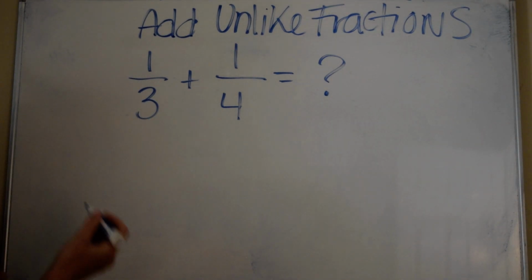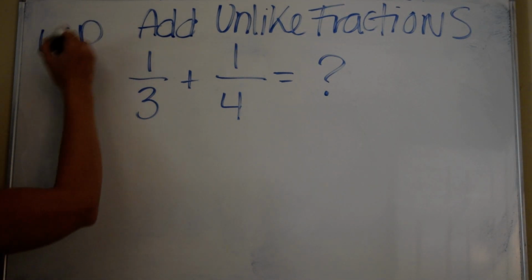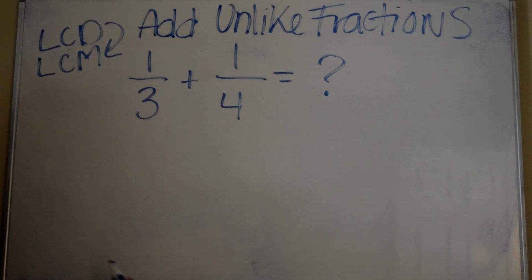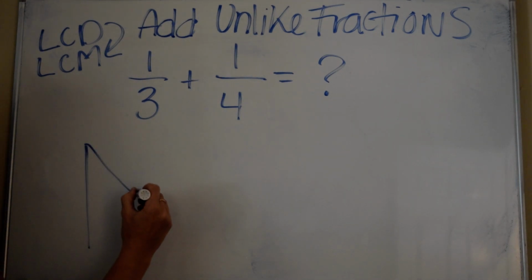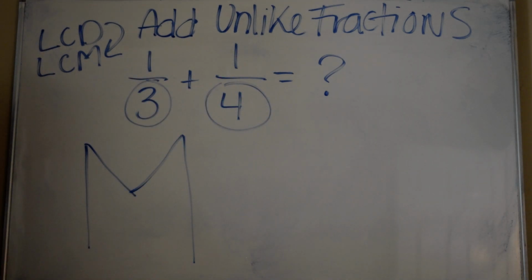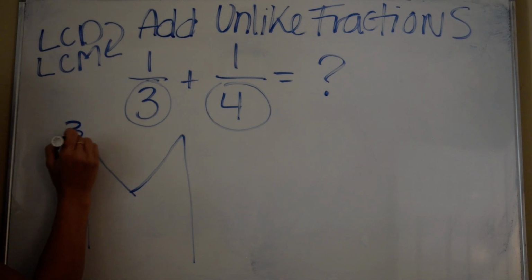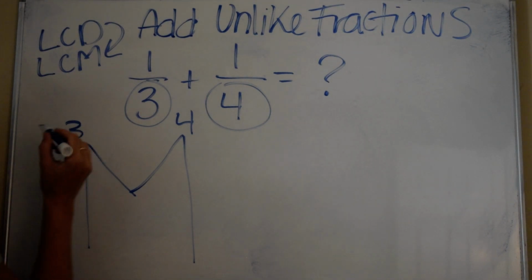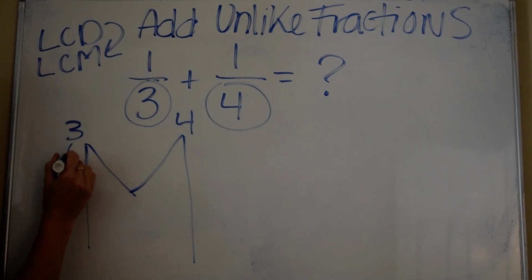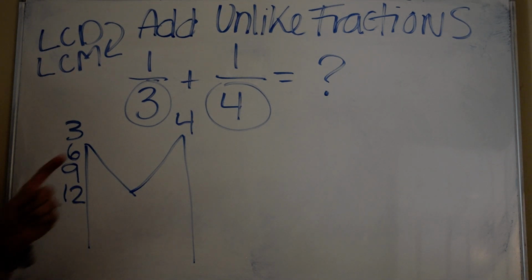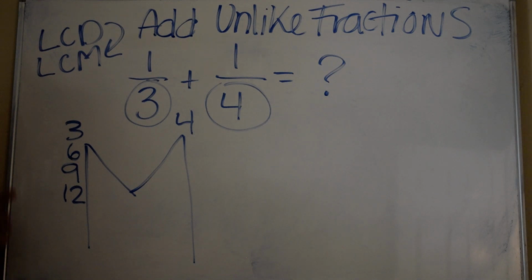They might call it the least common denominator, but it's the same thing as finding the least common multiple of the denominators. So remember what we did is we drew a big M, and we put the denominators that we want to change. We want to change them to be the same. So I write them at the top, a 3 and a 4. And I'm going to start multiplying up until they find a match. So 3 times 1 is 3, 3 times 2 is 6, 3 times 3 is 9, 3 times 4 is 12. I'm going to stop there and start multiplying my 4s until I see a match.